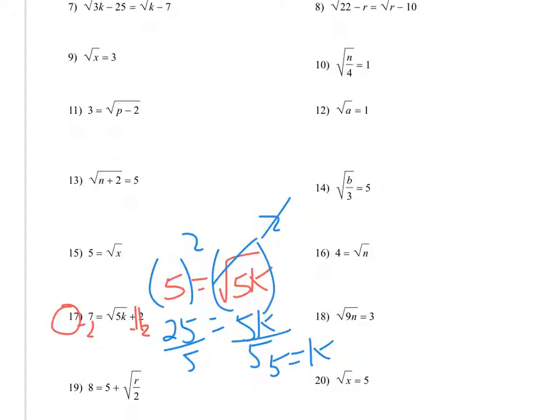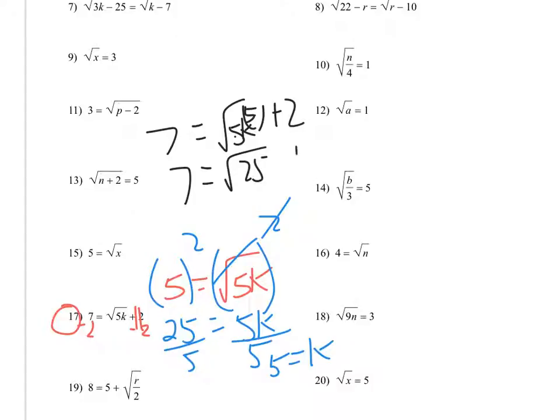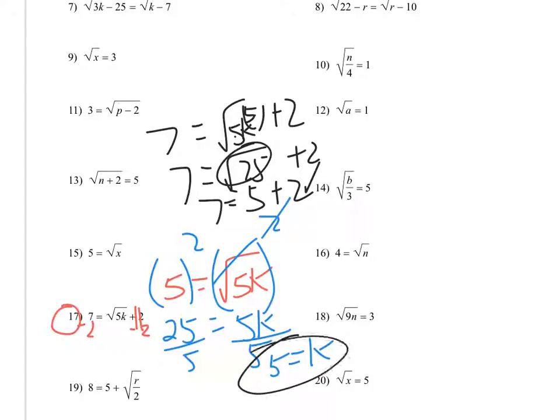Now we got to go back and check this. So here's what I had originally, 7 equals radical 5k, and then the plus 2 after it. If I put 5 right in here, I get 7 is equal to square root of 5 times 5, which is 25, and then add 2. So if I take the square root of 25, it's 5. 5 plus 2 does equal 7, so it checks out. I can give 5 as my answer.